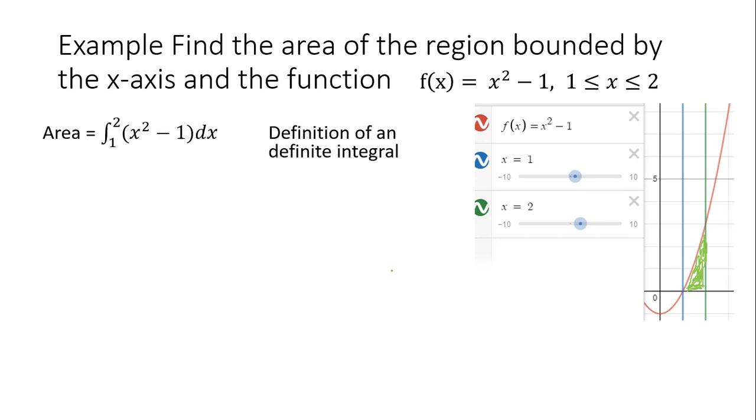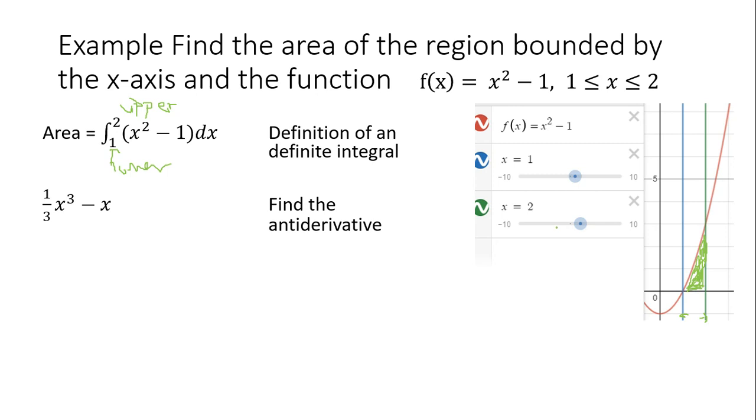So the first thing I have to tell myself: I say area, that is a definition of a definite integral. What are the bounds? These are the bounds. So this is the lower limit, and then this is the upper. So naturally, the upper is going to be the rightmost bound. The rightmost bound in this case is 2, and then the leftmost bound is going to be the lower limit, which is 1.